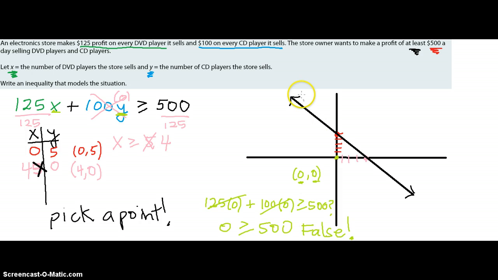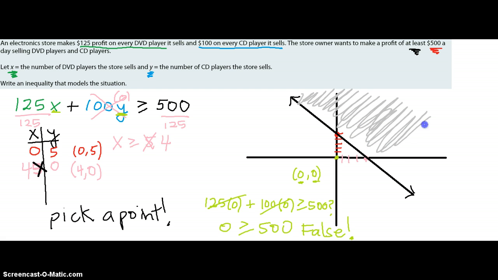And let's shade in this nice gray color. So we would color in everything here. Now we have a picture of what the graph looks like. And we have also solved the problem.